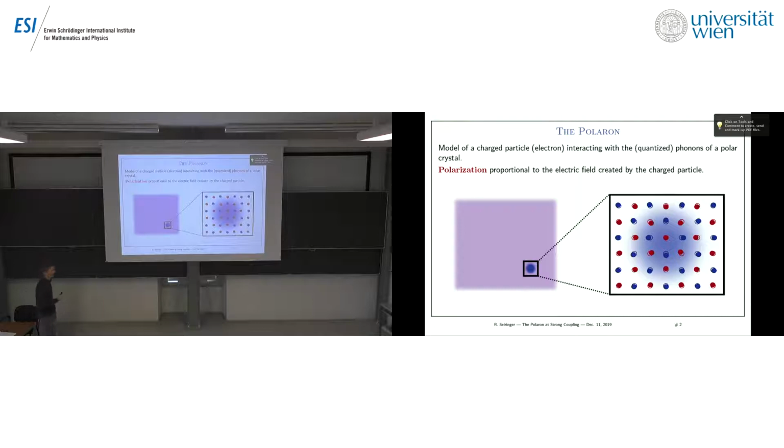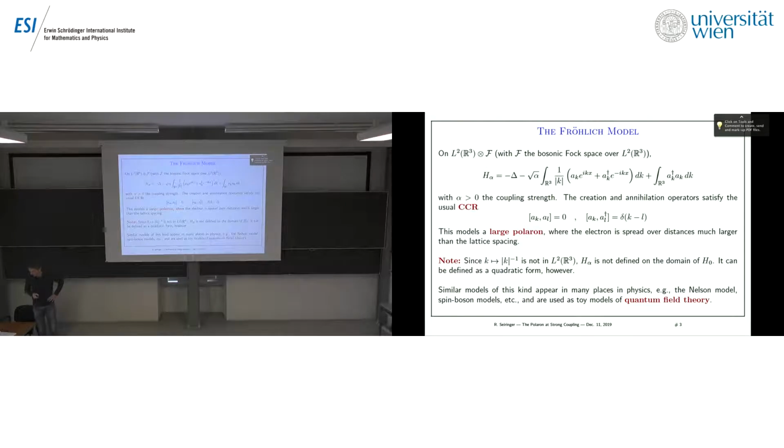This is a rough sketch of the physical picture of an electron moving through a polarizable medium. That's the traditional concept of the polaron, and I will talk about what in physics is called the large polaron, where the electron wavelength is much longer than the lattice spacing. So in the model there is no lattice anymore. One works in the continuum approximation. Okay. So here is the model, going back to the work of Fröhlich in the 1930s.